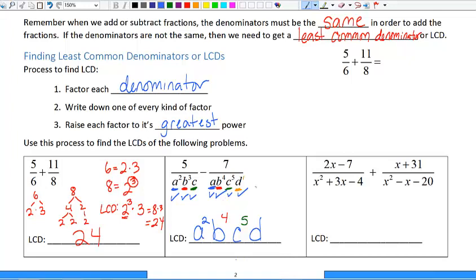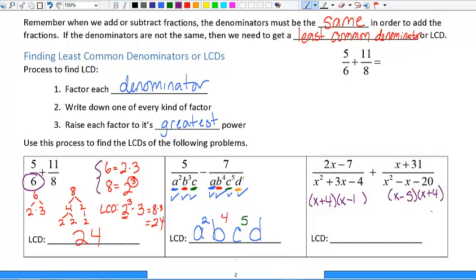Now on the third one, it doesn't look quite like the other two at all. But remember what the first step said. Factor each denominator. If the denominators were just numbers like the first one, factoring the 6 and the 8, that wasn't hard at all. We just broke it up into its factor trees. These are polynomials, but we can still factor them. The first one factors into x plus 4, x minus 1. And the second one factors into x minus 5 and x plus 4.